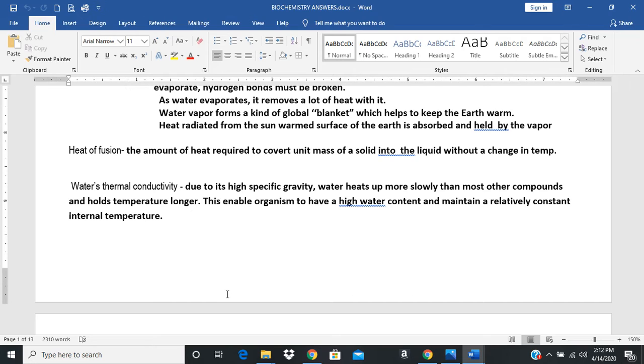That's part of the reason why we use water as a coolant, because it has the ability to hold a tremendous amount of heat, and then when it finally evaporates, it releases that heat and it cools us off.